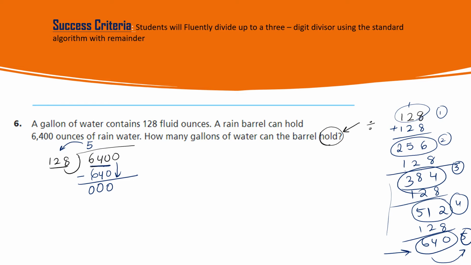When only the zero is left alone, then we put the zero up. Why? Because if we write zero down, then it all becomes zero. So you can say that 50 gallons of water can the barrel hold. Or you can write like this, the barrel can hold 50 gallons of water.